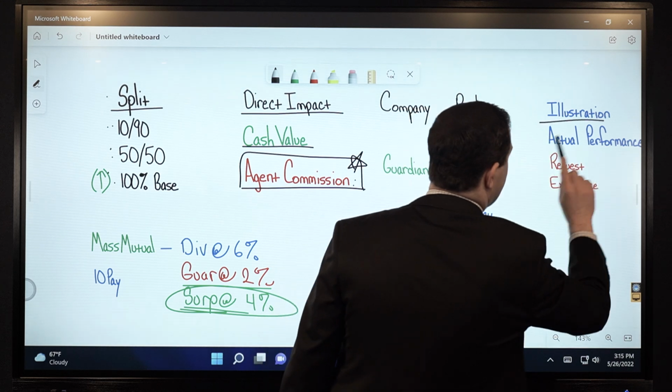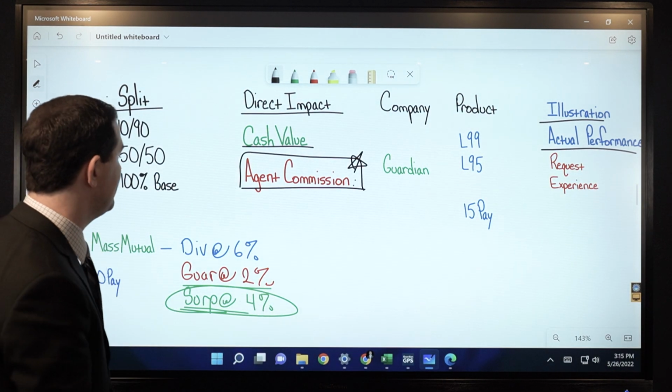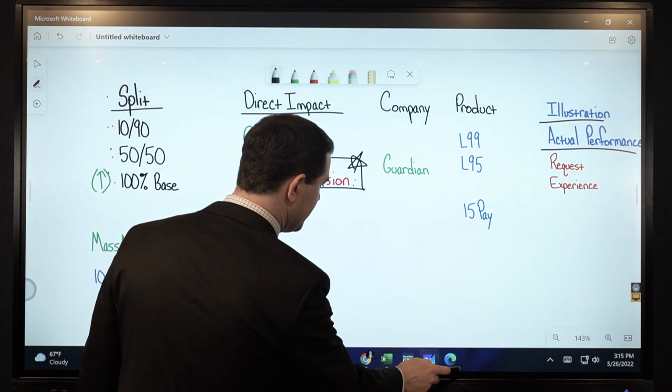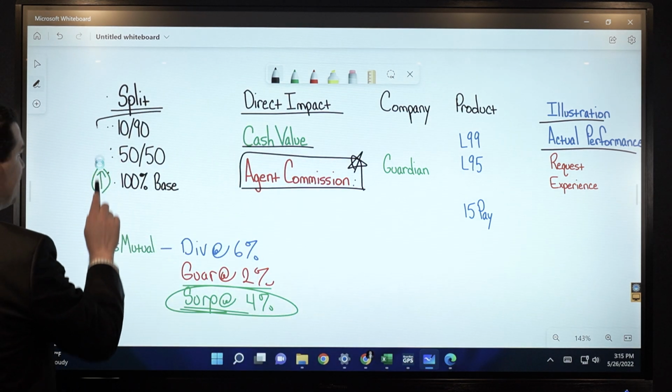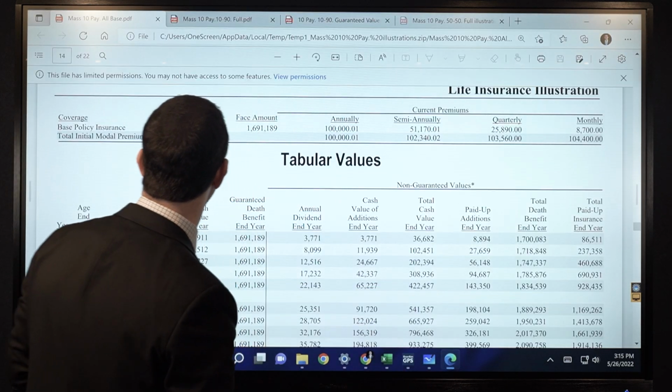Now, illustrated and actual performance is critical. We'll hit on that very briefly at the end of this video. So let's take a look here at these guys. We're going to look at everything side by side, but first we will validate the illustrations.